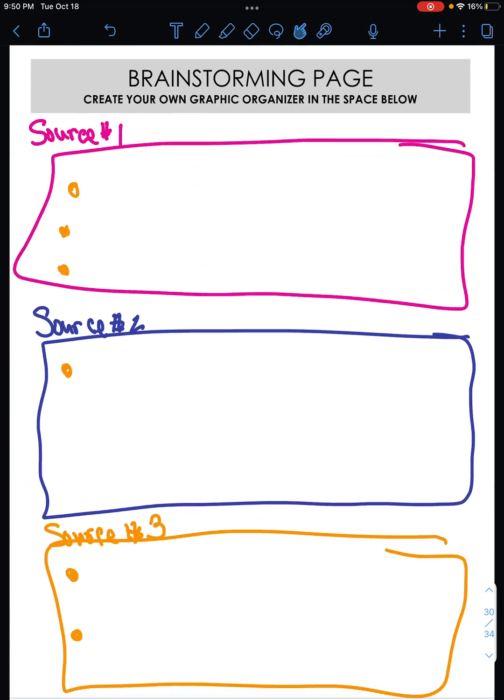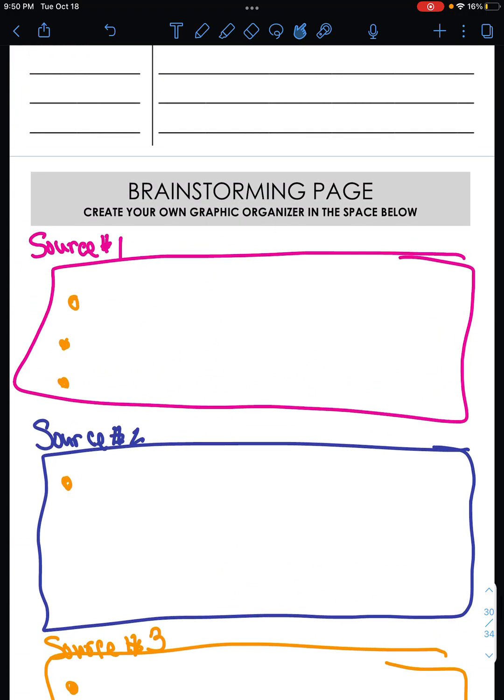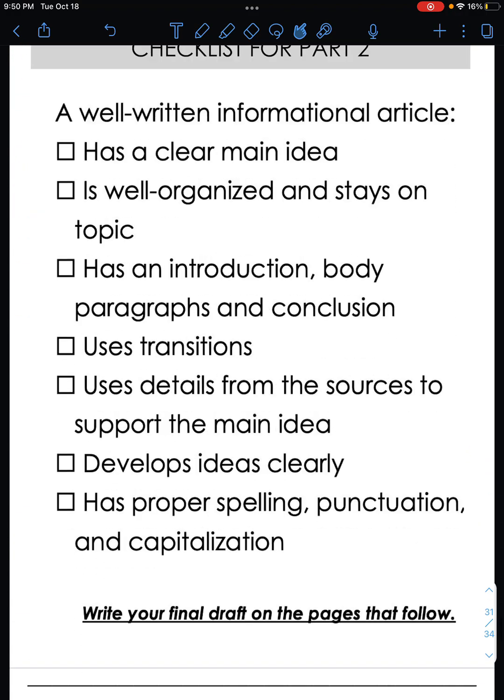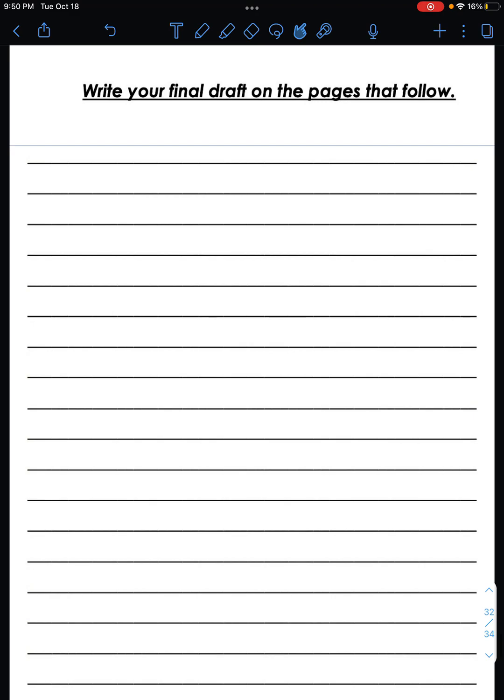Okay, so that is that. Same thing with the brainstorming, okay? You could do the exact same thing. And then once all that is done, then you can start beginning your draft. But I don't want you to start your draft until I see what you have written down as far as your plan.